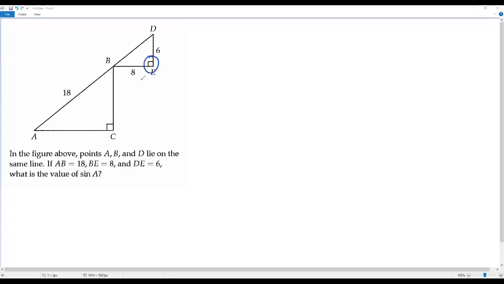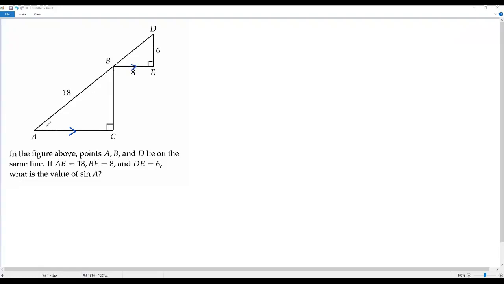Since I have a right angle over here at the vertex E, DE is a vertical line segment and BE is a horizontal line segment. The same thing we have for this right angle as well. That is, BC is a vertical line segment, AC is a horizontal line segment. Since both BE and AC are horizontal line segments, they must be parallel. So these two line segments BE and AC are parallel, and then the line segment AD will become a transversal.